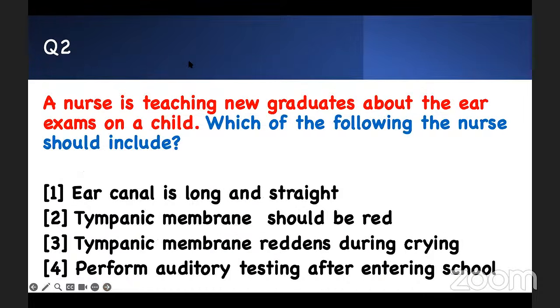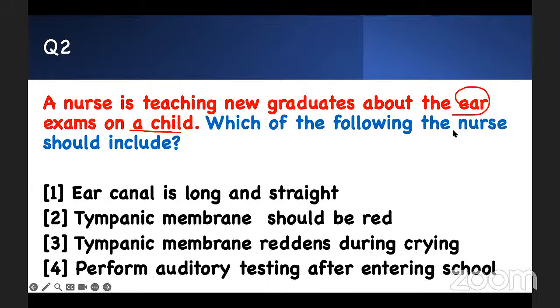Number 2. A nurse is teaching a new graduate about the ear exam on the child. Like I said, you have to master kids, child, neonate, and toddler. That's all. Don't worry about the middle people. Then you go to the elderly patients. Those are the things you have to know for health promotion, all those things.